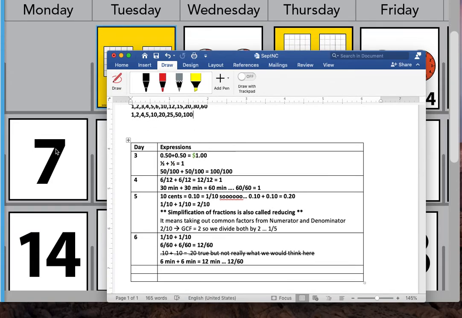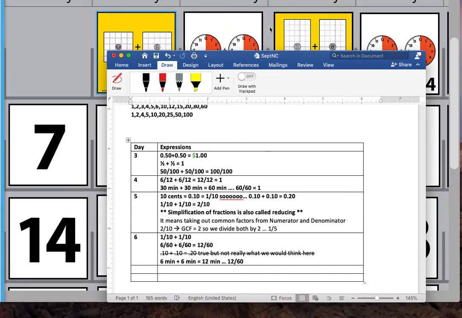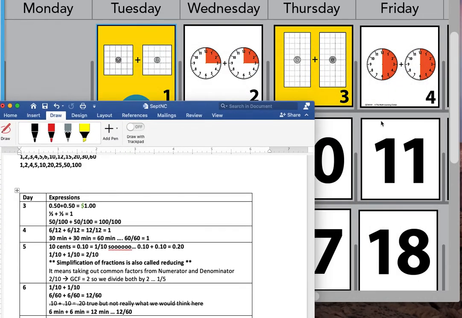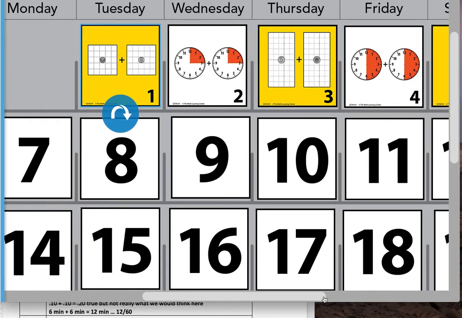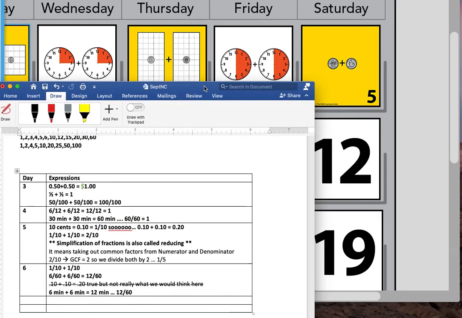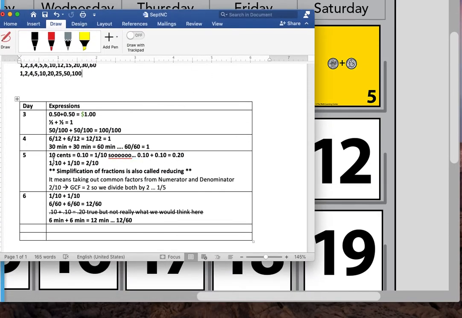So we get into, let me get over to 5 and 6 if I can. Where are those guys? Okay, so 5 is a dime plus a dime. And I think the picture of that was a little abstract. They just put the dimes in. So we got 10 cents, which is 10 hundredths, or 1/10 as a fraction. So it's 0.10 plus 0.10 is 0.20 or 20 cents. Or as a fraction, 1/10 plus 1/10 is 2/10.